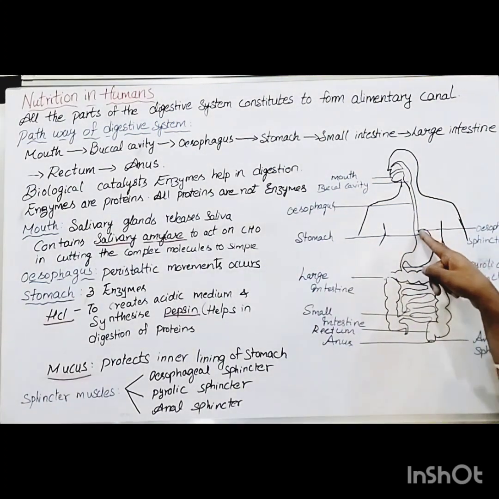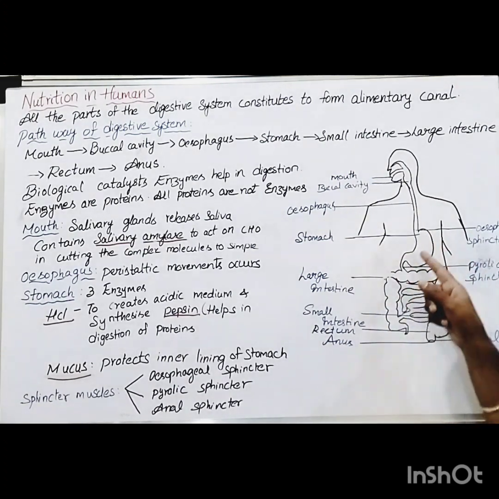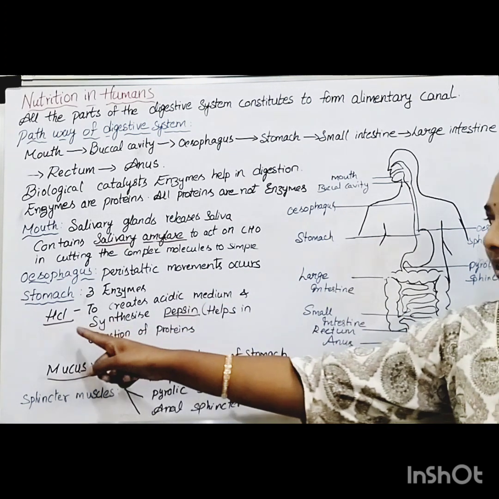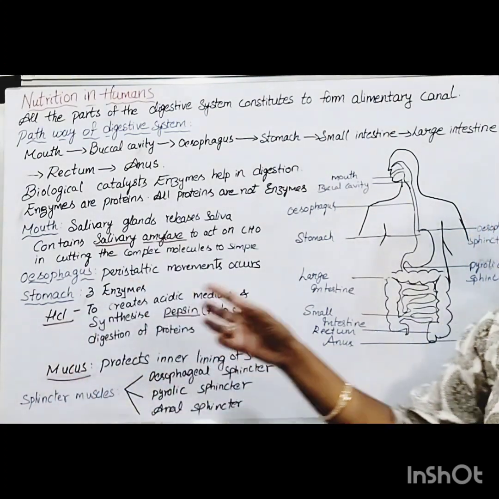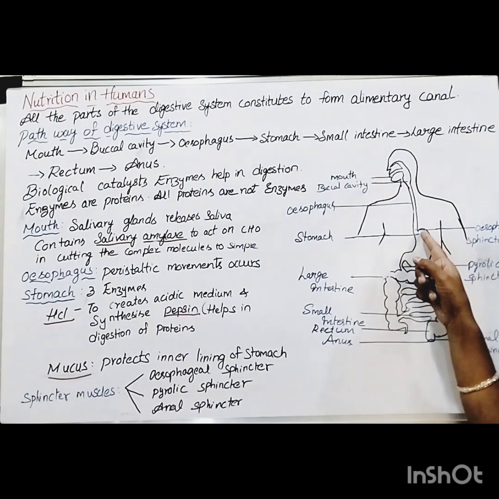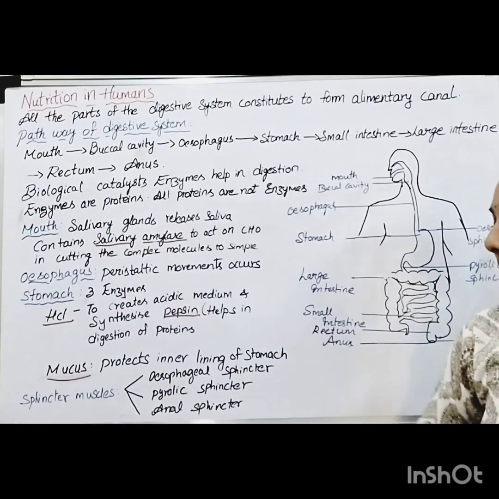So here the stomach inner walls are made up of a mucus layer. How it is helpful: it is helpful in protection of the stomach, because HCl is concentrated and acidic. So to protect the stomach from this acidity, these walls are protected by this mucous membrane.